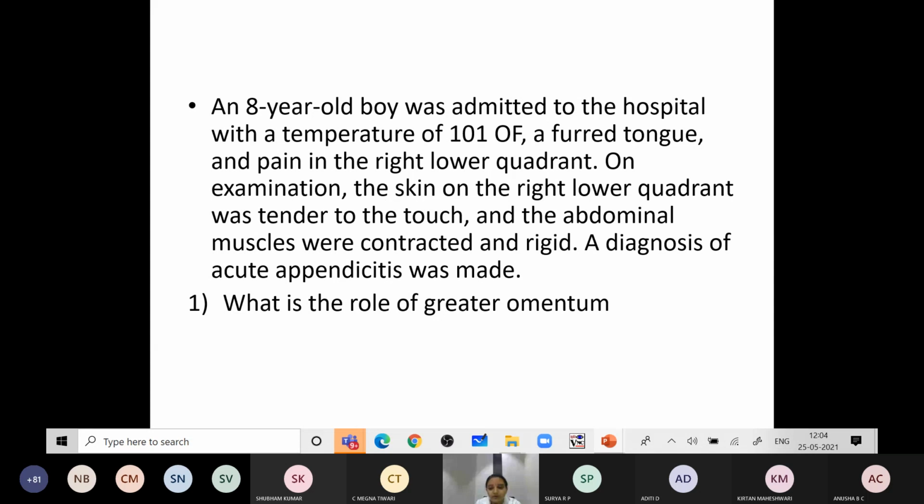So that is about the peritoneum, different folds, reflections and all. Any doubts in that? Yes? Any doubts? No doubts?